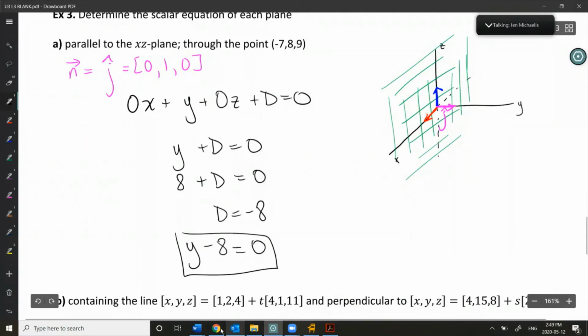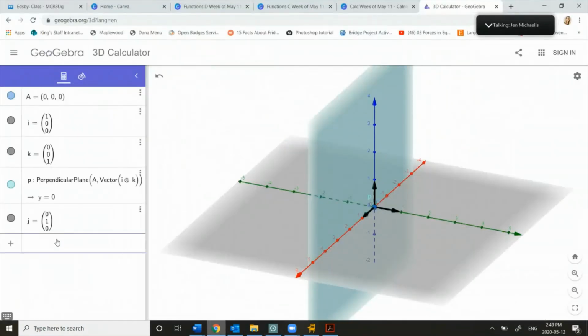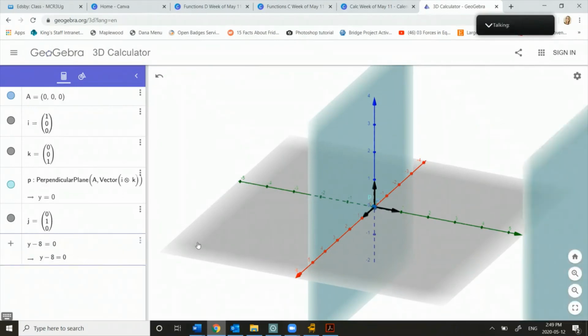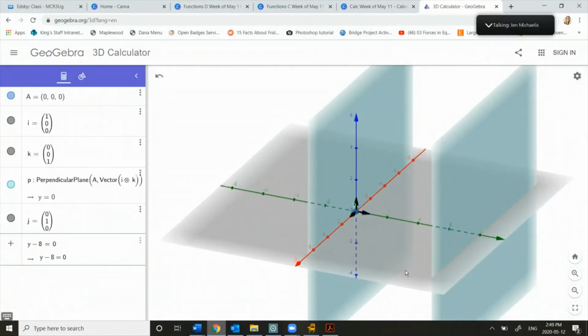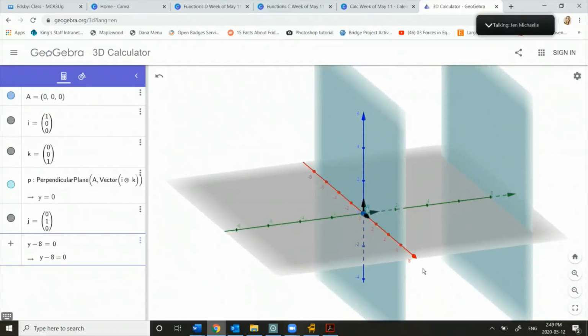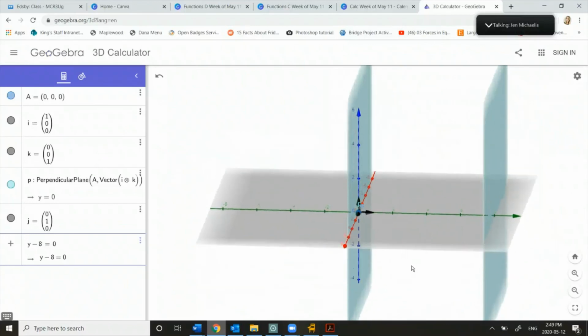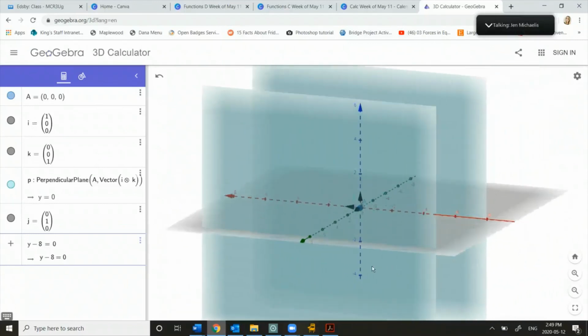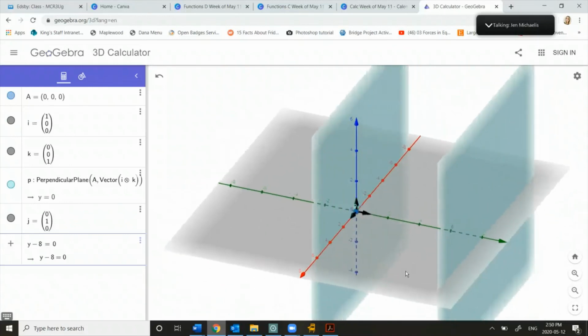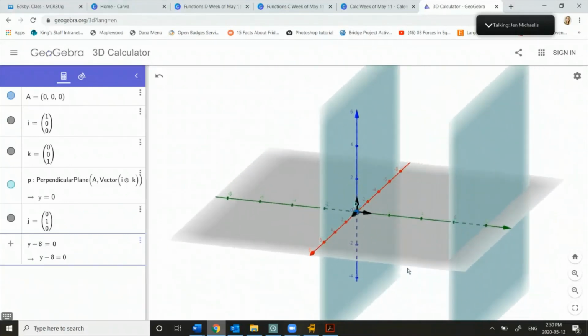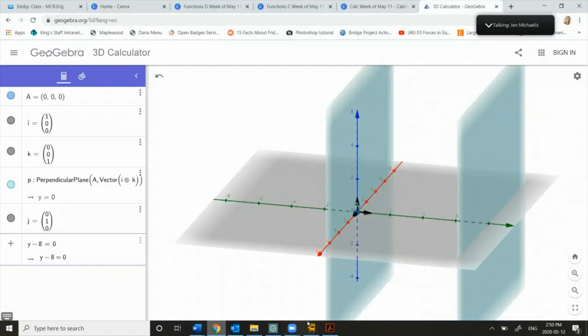I will show you that plane over here on GeoGebra. I've got to zoom out just a little bit to see this. All right, so there's our plane right there. You can see that those two planes are parallel, which means they can share a normal, and this specific plane is going to have that point that we need.